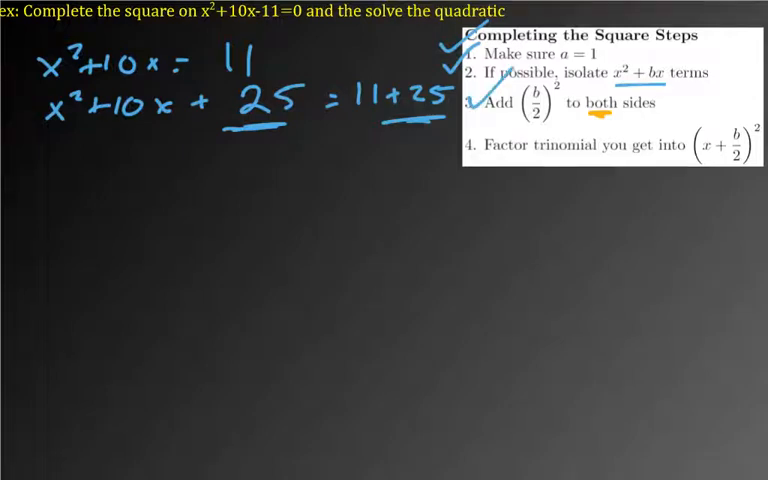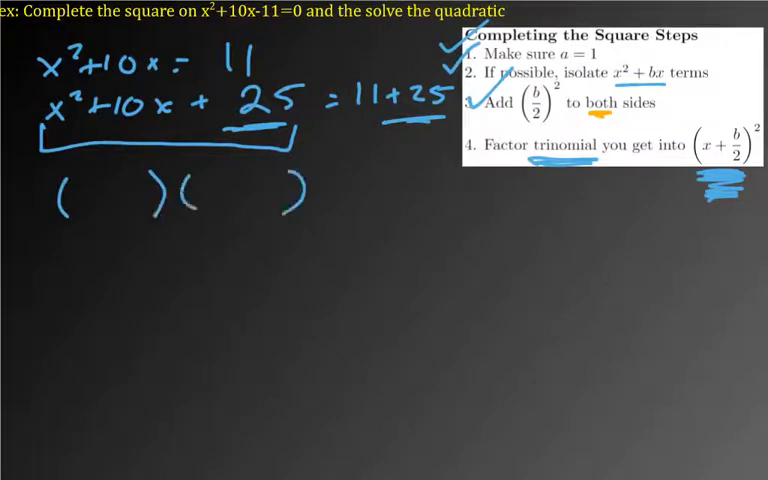Then what you should have in the trinomial, this part, is a perfect square. So you should always be able to factor it into x plus b over 2 squared. If you check here, think about what multiplies to x squared. That's going to be x and x. What multiplies to 25 and adds to 10? Well, that's 5 and 5. And 5 was my b over 2.